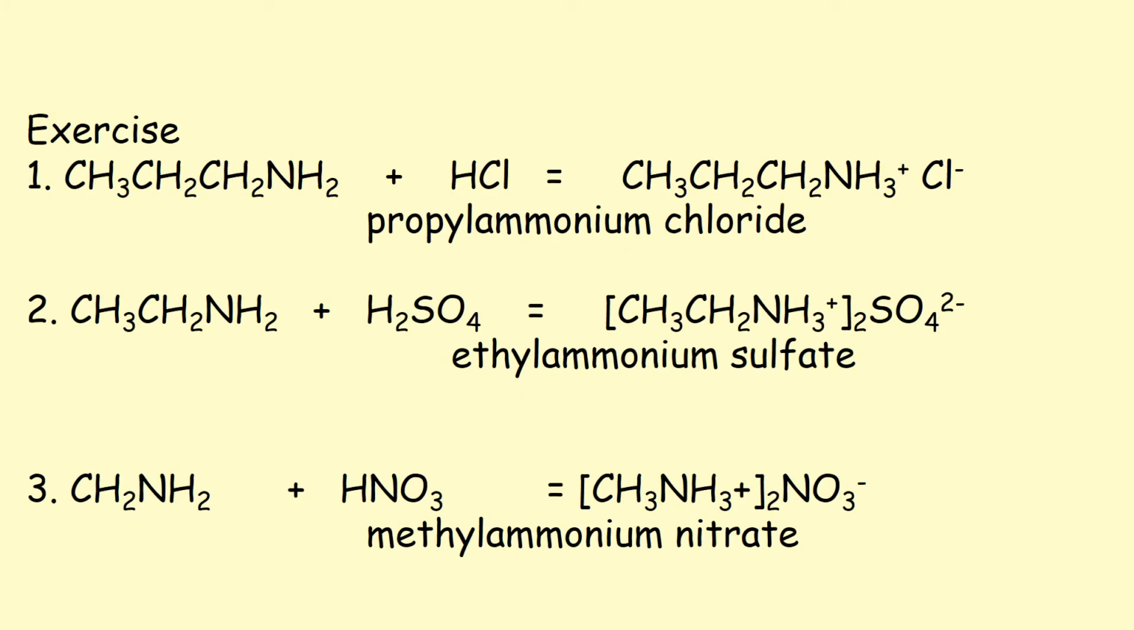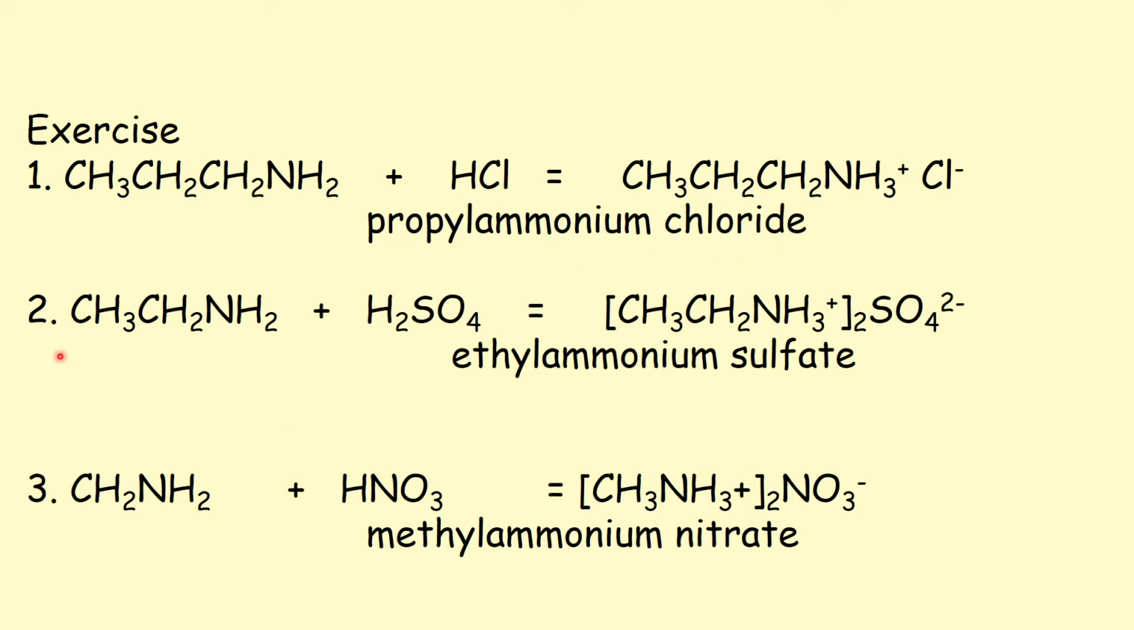Okay, so here are your answers. The first base was propylamine with 3 carbon atoms plus HCl to make propyl ammonium chloride. Remember that example I gave from GCSE: ammonia plus hydrochloric acid makes ammonium chloride. So you can see the only thing that's changed here is the propyl that I've added on. The rest of the name is pretty much GCSE.